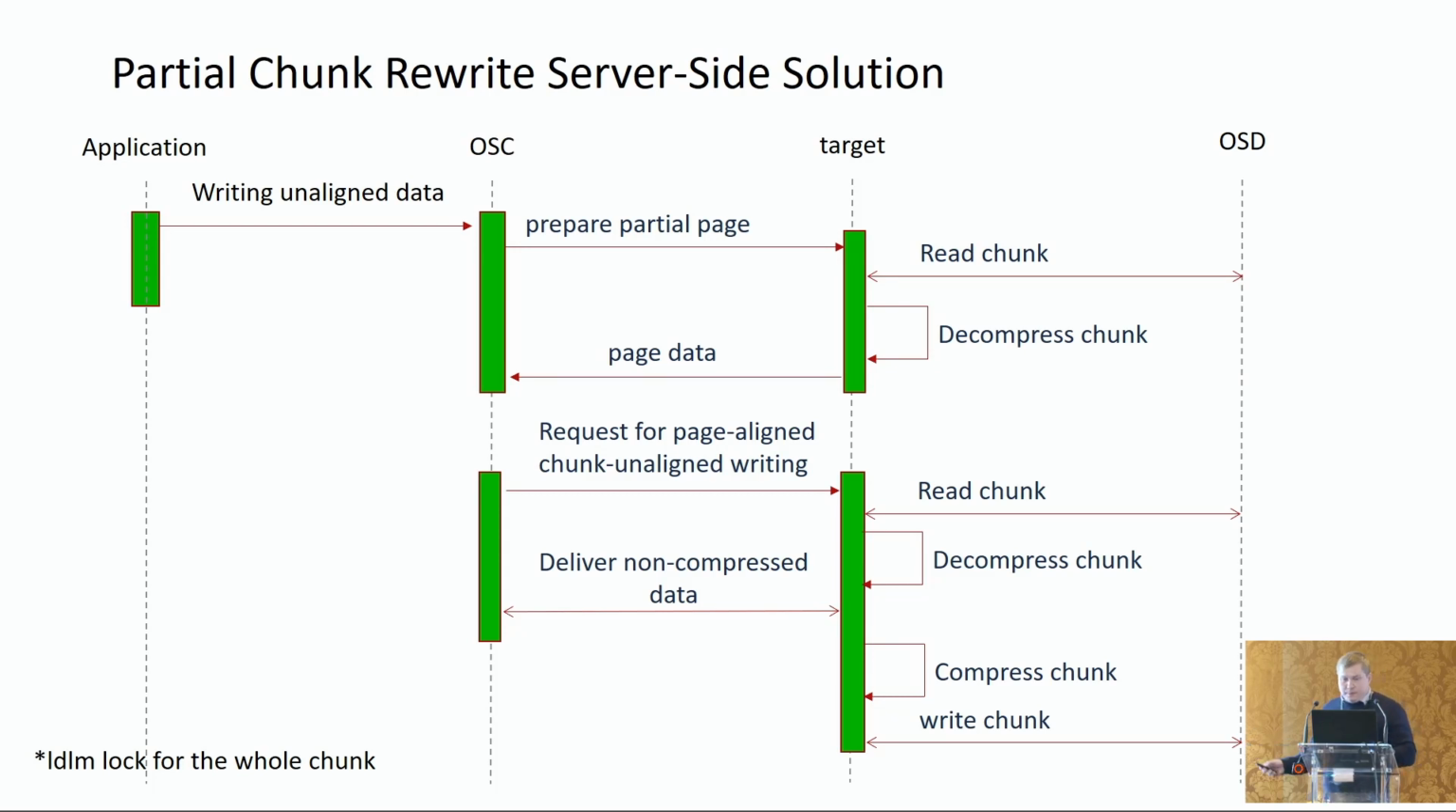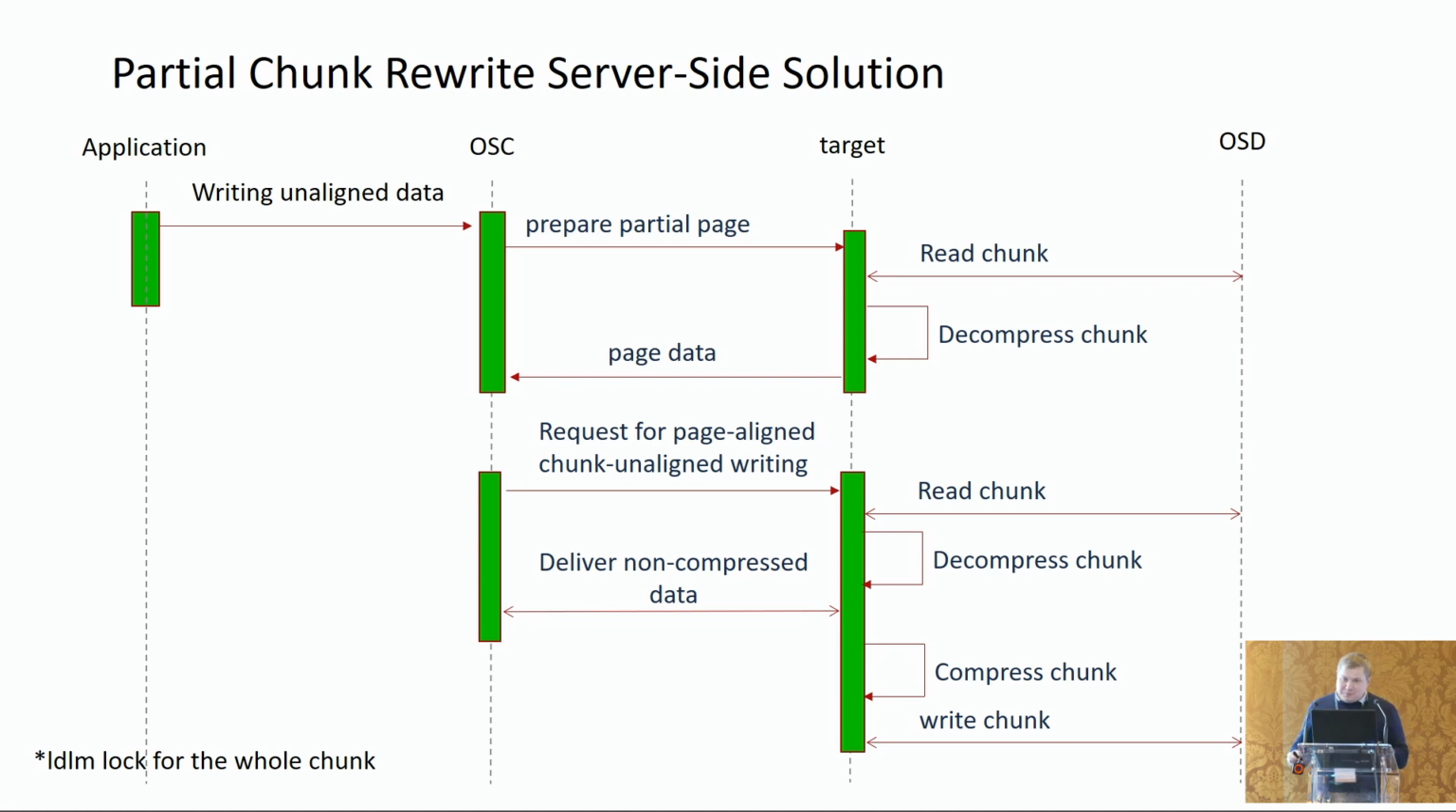So a little bit of improvement here. In case we write unaligned data, we read the whole chunk at the OST side, decompress it, then modify it with data from the client, compress it back and put it to the OST.